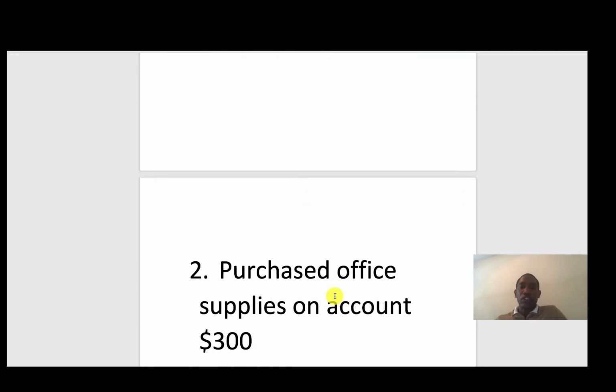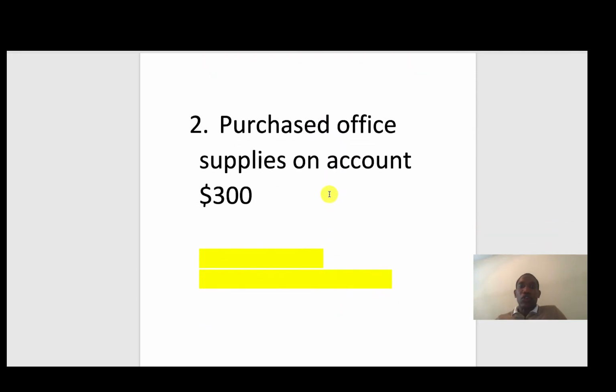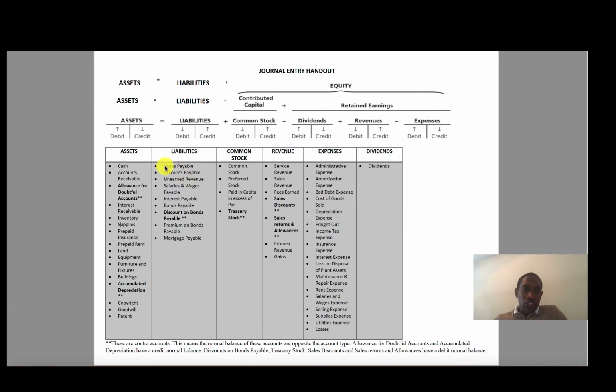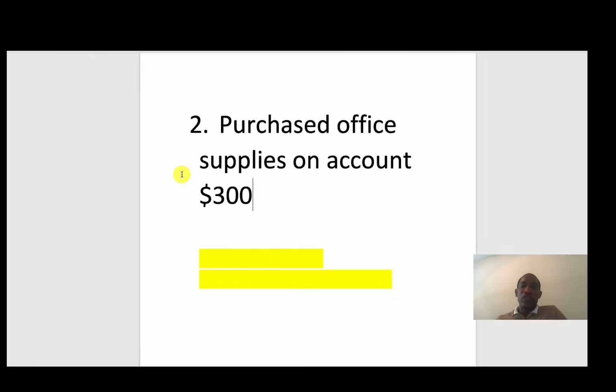Okay? Let's look at the next one. You purchased office supplies on account. Whenever you see this phrase, on account means that you bought it on credit. Okay? And here's an account, which is accounts payable. Accounts payable is used whenever a company receives something or buys something and doesn't pay for it, they buy it on credit, we use accounts payable. Sometimes we use notes payable, but we'll deal with that later, okay? So the company purchased office supplies on account for $300.